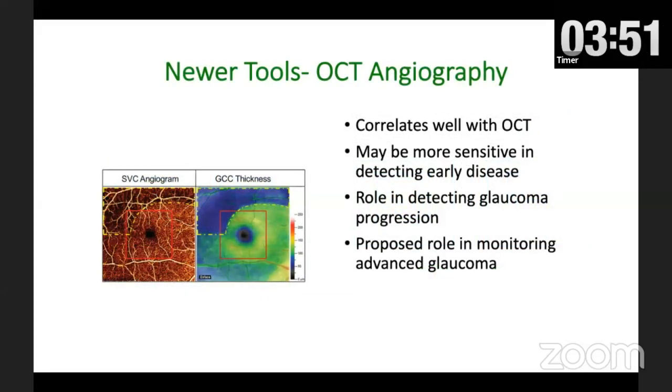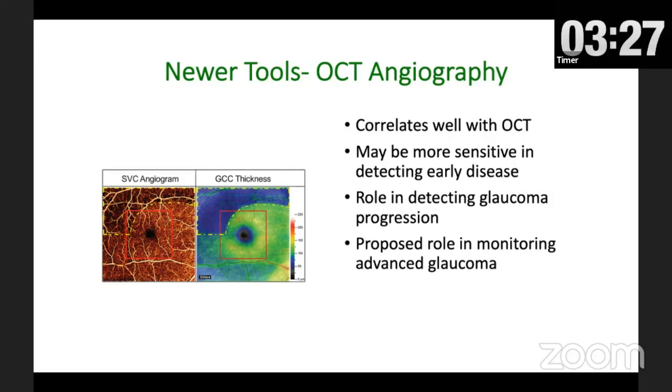There are also newer tools like OCT angiography. I personally have just acquired the machine at our institute, so we'll start playing with it. But of course, in the literature now, you can see that there is enough evidence to say that it correlates very well when we're looking at the dropout of the vascular tissue in the posterior segment along with retinal nerve fiber layer cell loss.